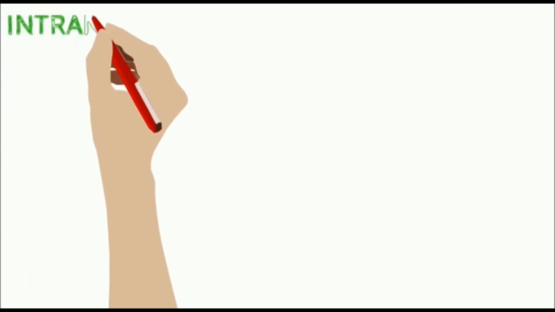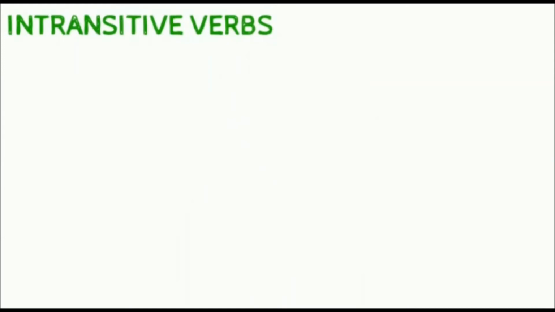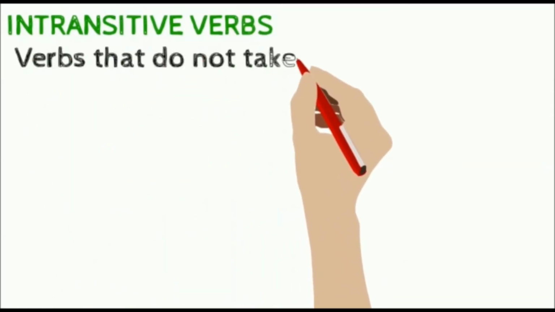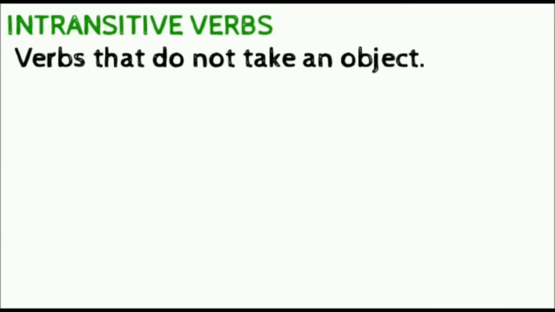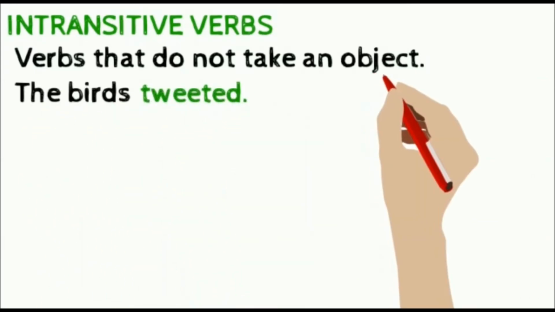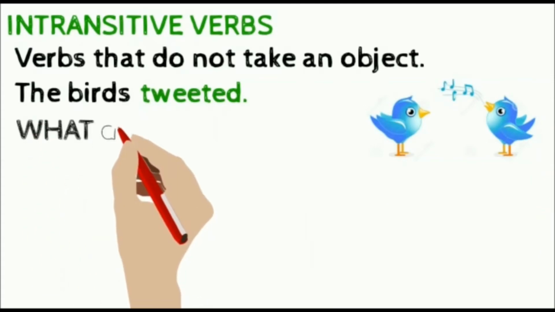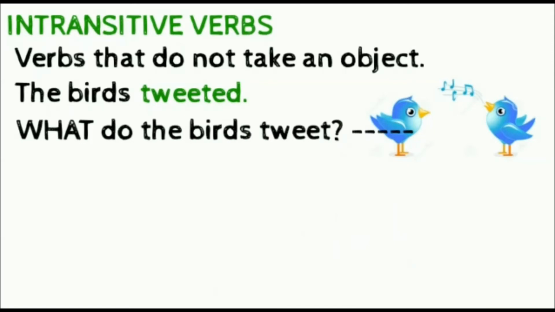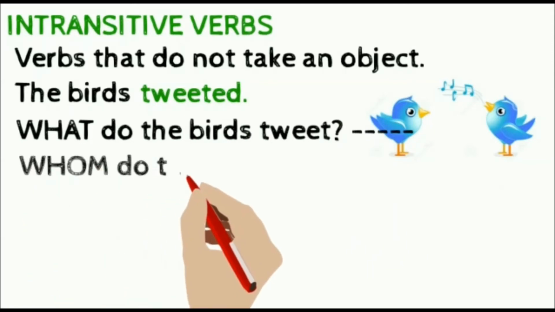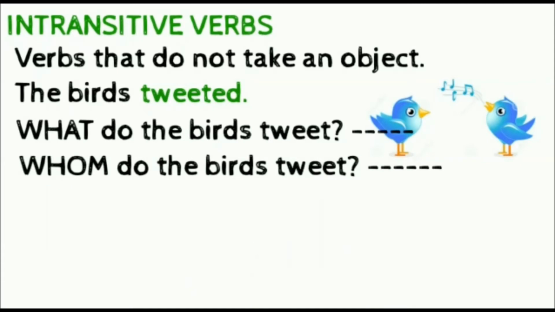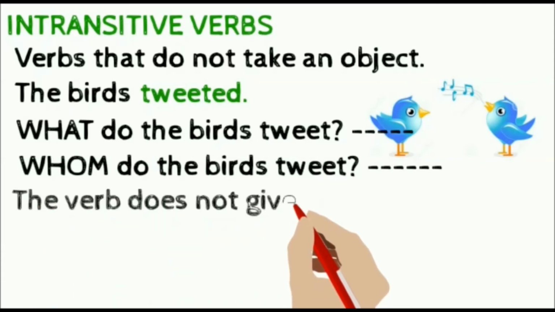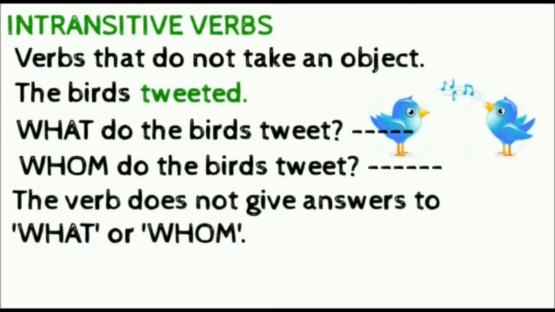The next type of verb is the intransitive verb. Intransitive verbs are those that do not take any objects. Which means, if you take a look at the example, the birds tweeted. Here the birds is the subject and tweeted is the verb. If we ask the question, what do the birds tweet? We do not get an answer. Whom do the birds tweet? Even then, we do not get an answer. Therefore, this verb does not give answers to what or whom. Tweeted is an intransitive verb.